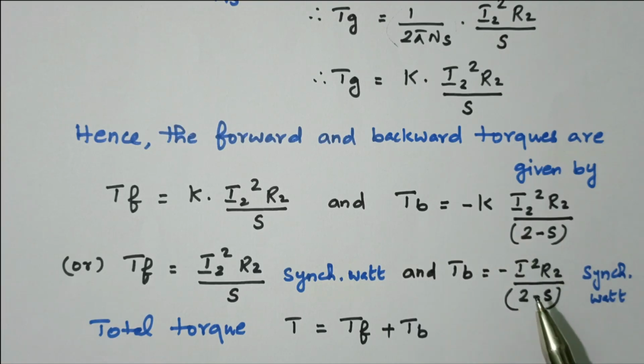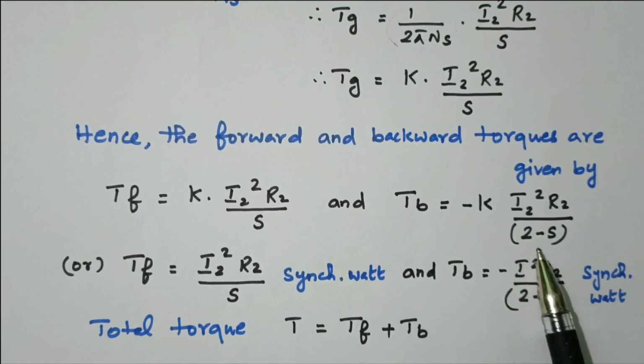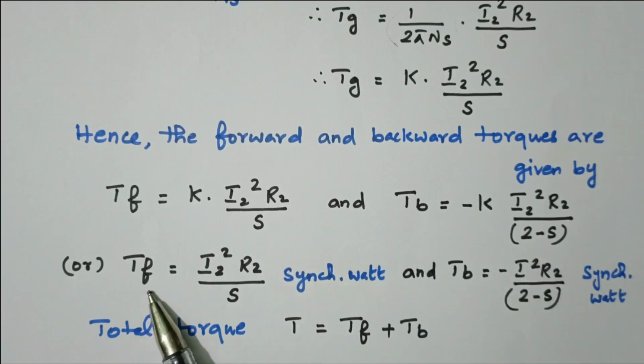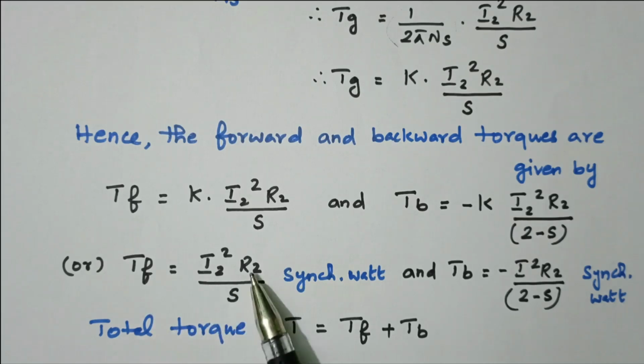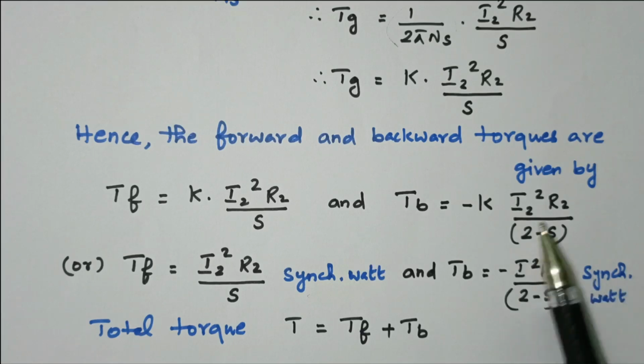We already referred, the rotor rotating in the same direction, the slip is S. Opposite direction, the slip is 2 minus S. So this is the same direction, this is opposite direction. S, 2 minus S. So otherwise it can be written as TF equal to I2 square R2 divided by S, that's in synchronous watts, another form. Right. Similarly here, minus I2 square R2 divided by 2 minus S, synchronous watts. This is normal formula, this is in synchronous watts. So the total torque is TF plus TB, forward torque plus backward torque.